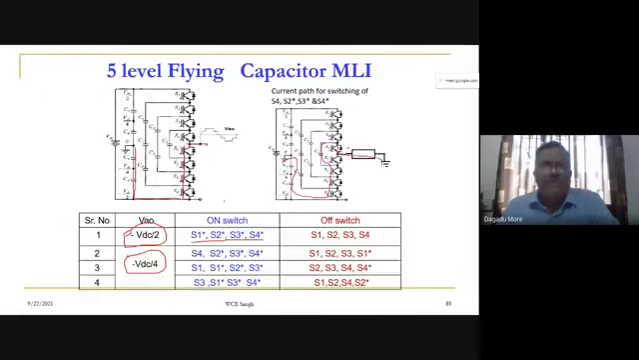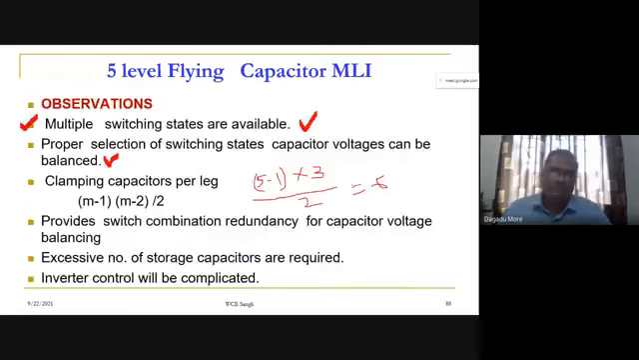So we have seen that we require 6 capacitors for the 5-level multi-level inverter. Here M we can take as the level, 5, and then we get 6 capacitors per leg. So in total we require 18 capacitors. And the size of the capacitor will depend upon the load current.